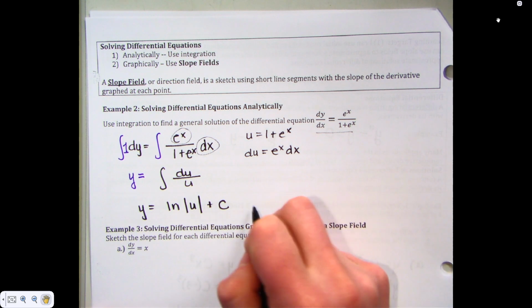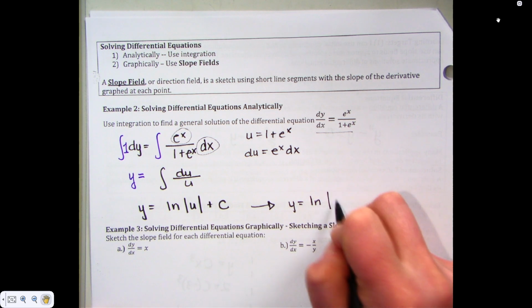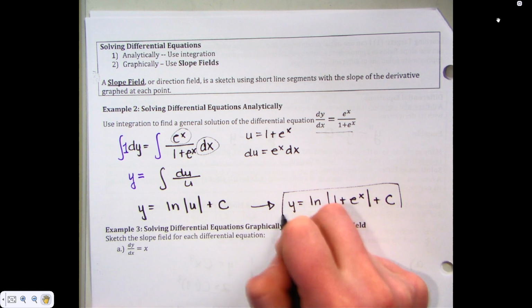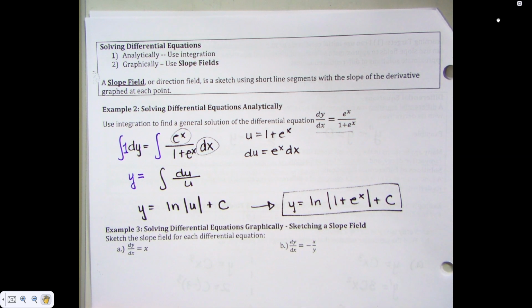And I would want to back substitute. That would give me y equals the natural log of the absolute value of 1 plus e to the x plus c. In this case, I could have also dropped the absolute values because that function would always be positive, but it's not terrible to have them there either. So that is a nice, easy analytic version.